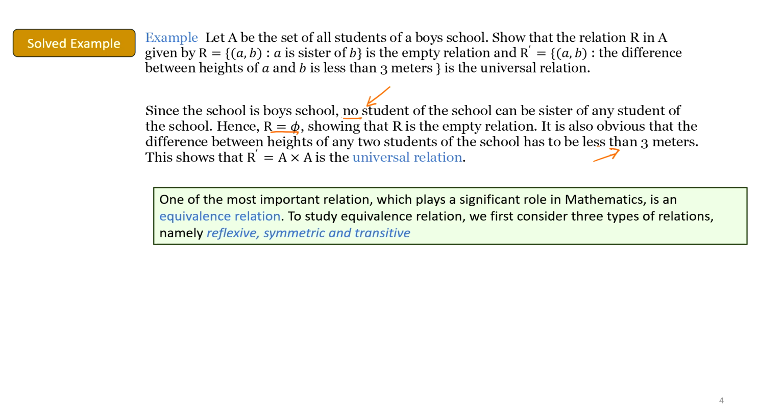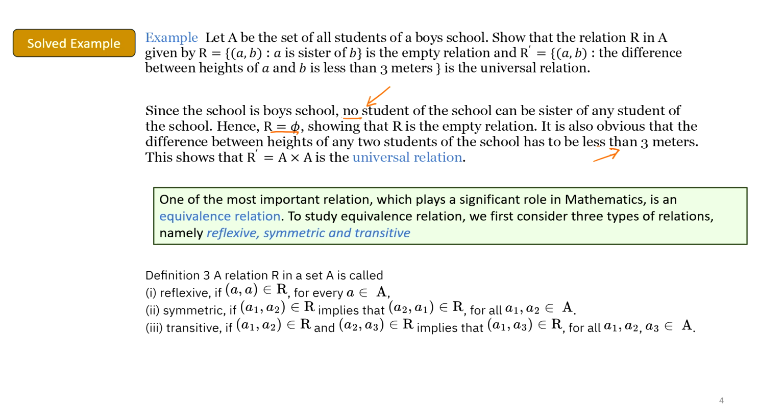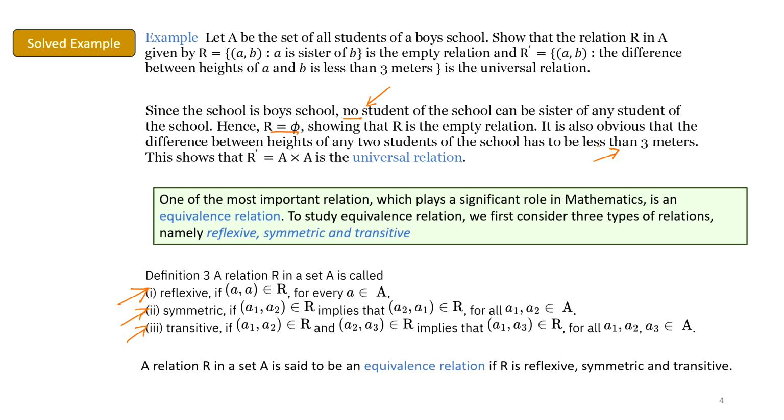One of the most important relations which plays a significant role in mathematics is an equivalence relation. To study equivalence relation, we first consider three types of relations, namely reflexive, symmetric, and transitive. A relation R in set A is called reflexive if (a, a) belongs to the relation R for every element a in the set. If (a1, a2) belonging to R also implies that (a2, a1) belongs to R, then we call the relation symmetric.